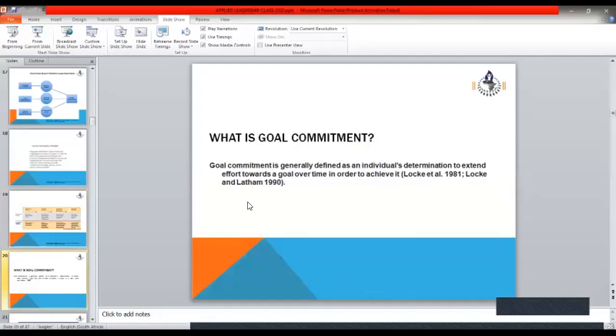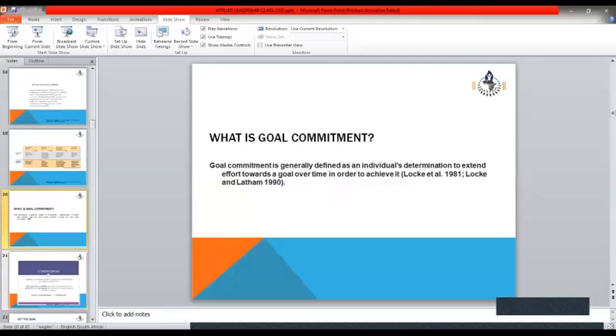I also spoke to you already on goal commitment. What is goal commitment? I've given examples on how people get committed to how we set our goals, and how we don't get committed to it. But goal commitment is generally defined as an individual's determination to extend effort towards a goal over time in order to achieve it. This was done by Locke and Latham, 1990.